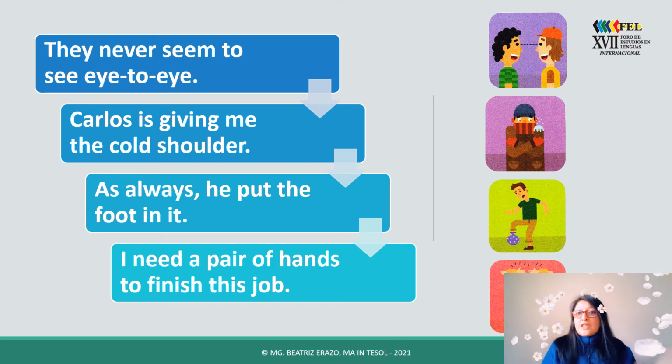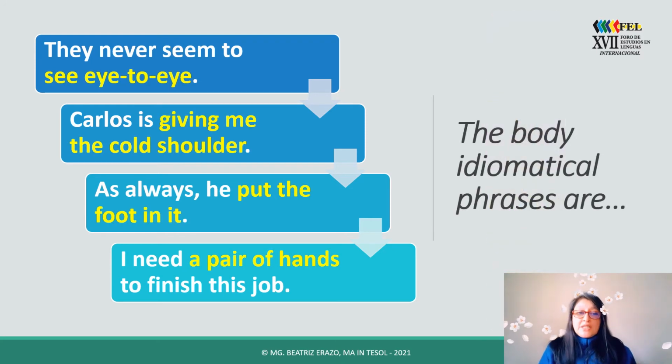So after they do this matching, then you can go and tell them, oh, these are idiomatic phrases regarding the human body. You see? See eye to eye, giving me the cold shoulder, put the foot in it, a pair of hands. So now the students know what is the vocabulary that you want them to learn.